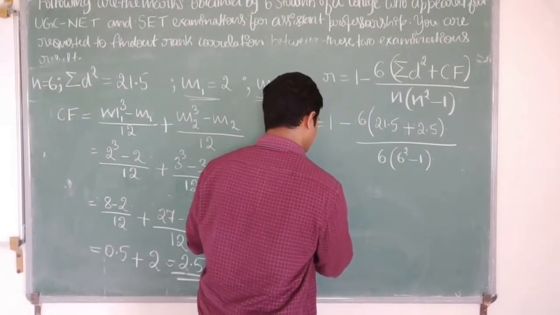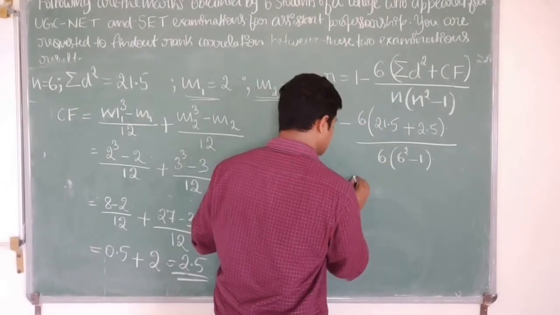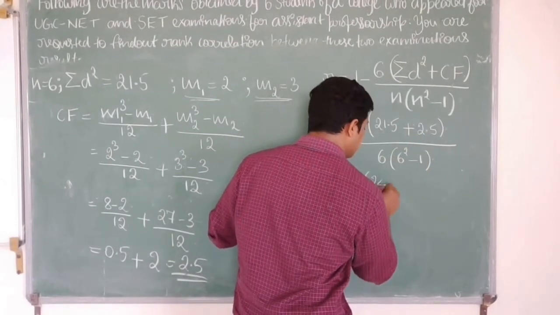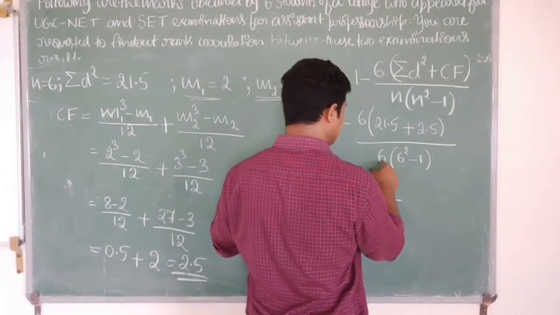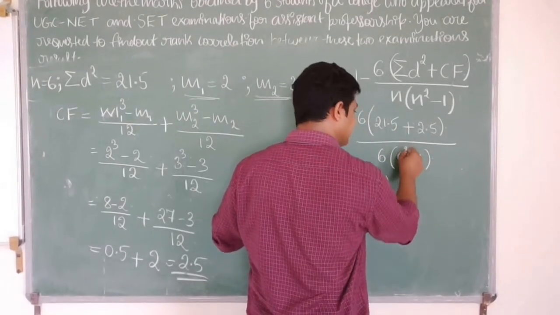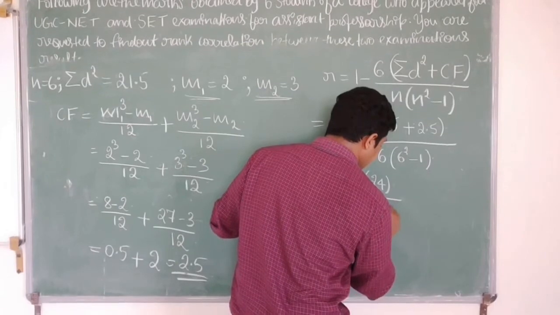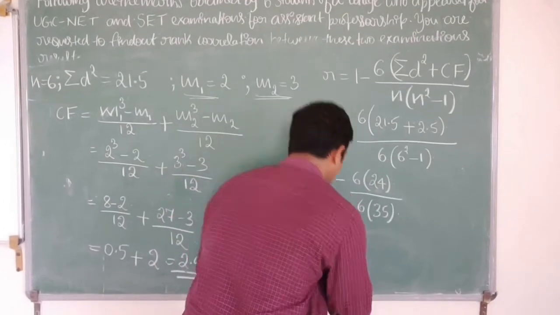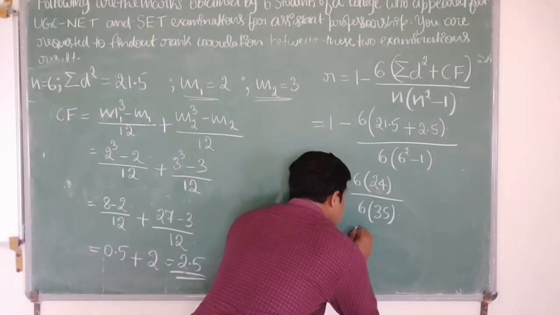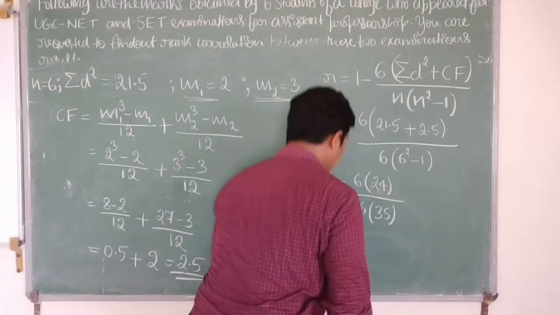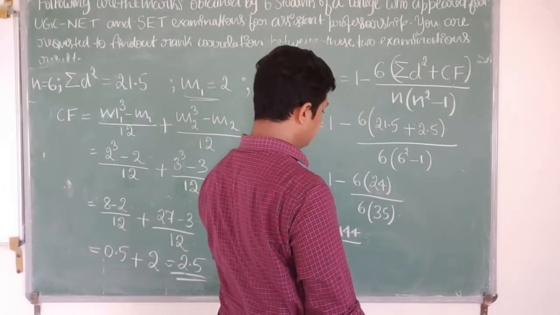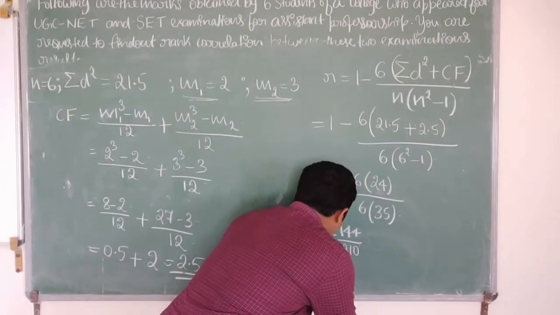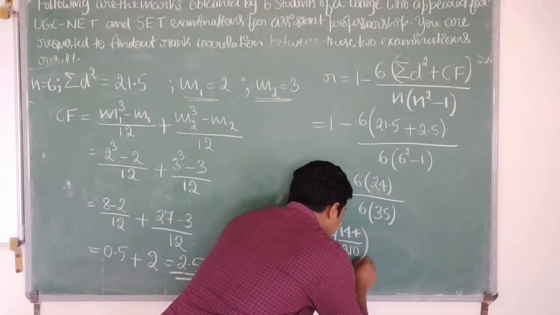Okay, so next, 1 minus 6 within brackets 21.5 plus 2.5, that is equal to 24, divided by 6 into 6 square is 36, 36 minus 1 is 35. So that is 1 minus 6 into 24, that is equal to 144, divided by 6 into 35, that is 35 into 2 into 3. Okay, so that is equal to 210. So next it is 1 minus 144 divided by 210.